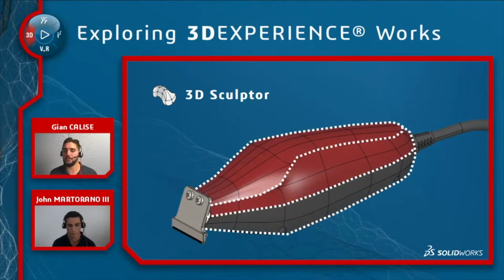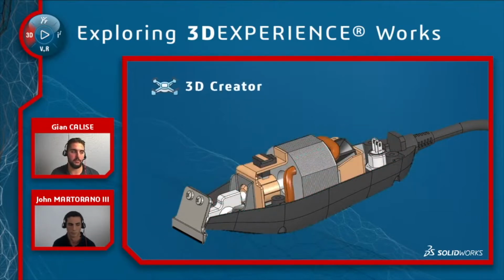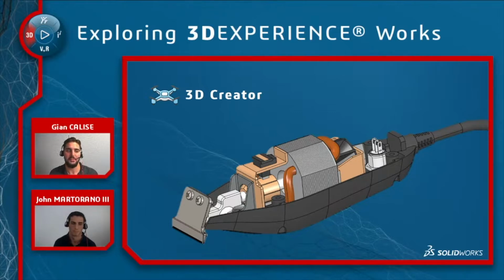And then there's so many different ways that we could do this to then take this enclosure and actually make it functional. Split it up into a top and bottom cover, add our holes for fasteners and whatnot. But I'm going to use 3D Creator. I'm going to switch from 3D Sculptor to 3D Creator to add some of those parametric features that are really going to bring this model to life and make it usable.